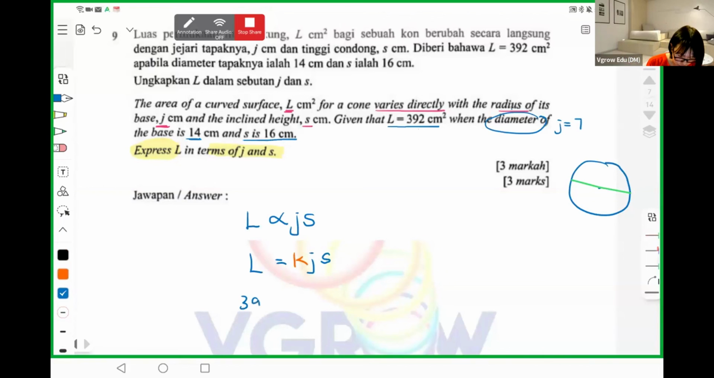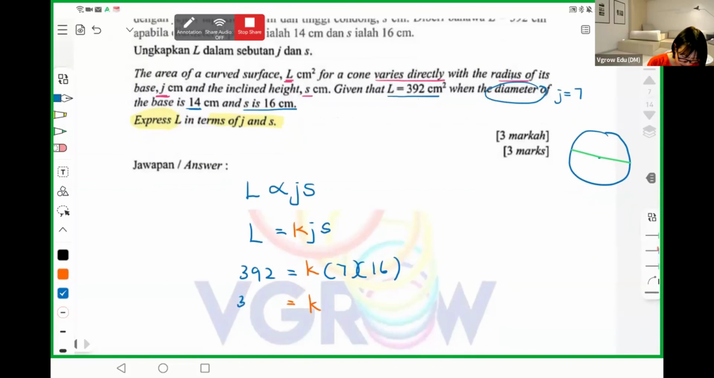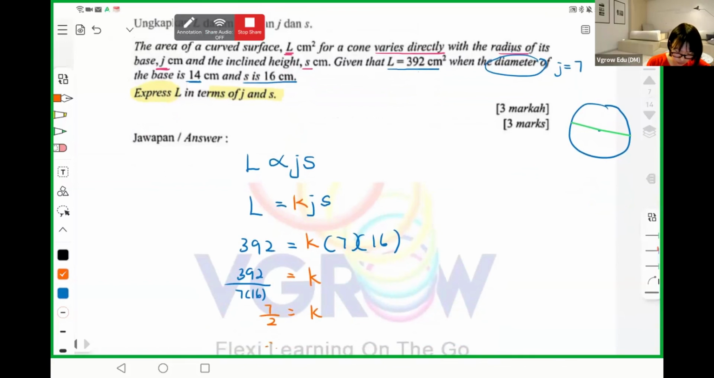L is 392 equal to K times 7 times 16. Find out the value of K. So 392 over 7 times 16. So the value of K is 7 over 2. Since this is the final answer, you can leave it, or if you want to change it to decimal, also can. So L equal to 7 over 2 J S.